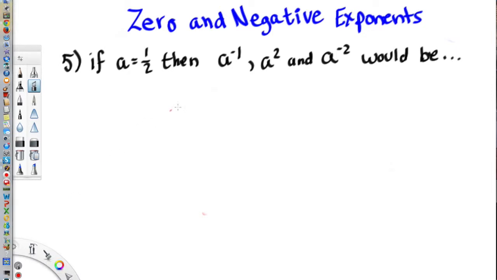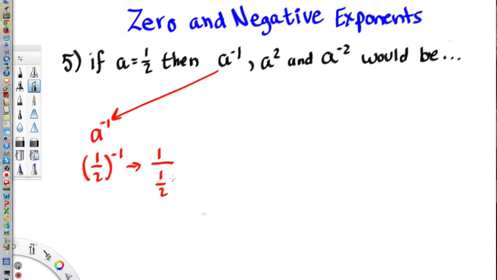Let's switch our color up here. I'm going to go here. Okay, so a to the negative first power. I'm going to substitute 1/2 in here. 1/2 to the negative first power would be simply this. I just have to remember I'm not doing repeated multiplication, we're doing repeated division. So this would be 1 over 1/2 to the first power, which is 1/2. And I know that when I divide by a fraction, I'm really multiplying. So this would be 1 times 2 over 1, which is going to be 2.